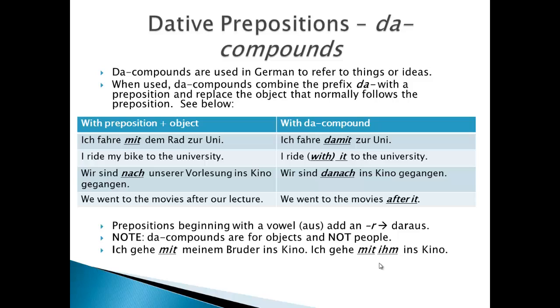So, ich gehe mit meinem Bruder ins Kino. Ich gehe mit ihm ins Kino. You wouldn't want to say ich gehe damit ins Kino unless you're referring to your brother as it. I'm going with it to the movies. Not good. Ich gehe mit ihm ins Kino.